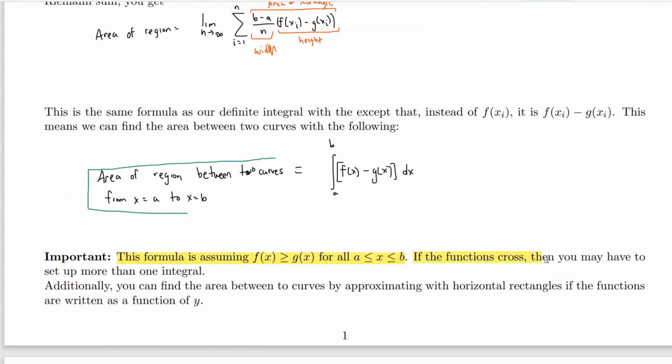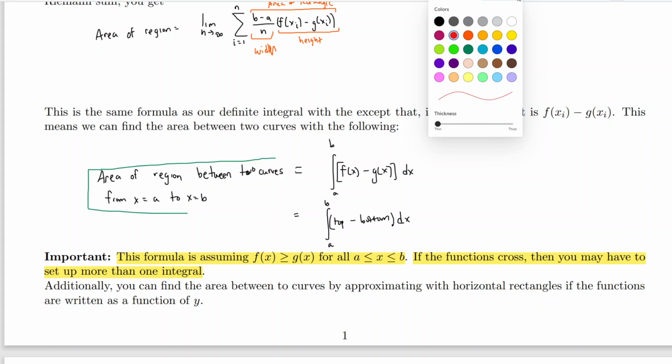And it says, if the functions cross, then you may have to set up more than one integral. One thing that might help, instead of just having f of x and g of x here, is if you replace this, and this is up to you, with the top function minus the bottom function, dx, because they can change. So f of x is the top, g of x is the bottom for our picture, but in general, you might not have f of x and g of x. You might just have two equations. They might use h and w of x or something like that. So just really knowing that you're doing the top minus the bottom is what's important.